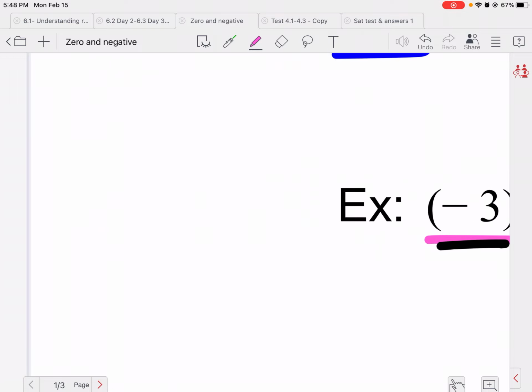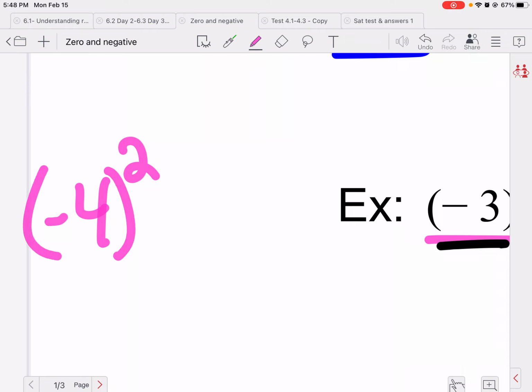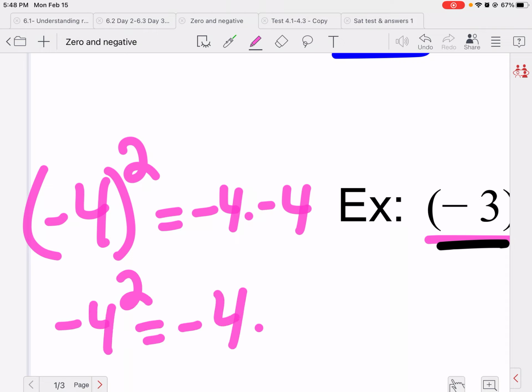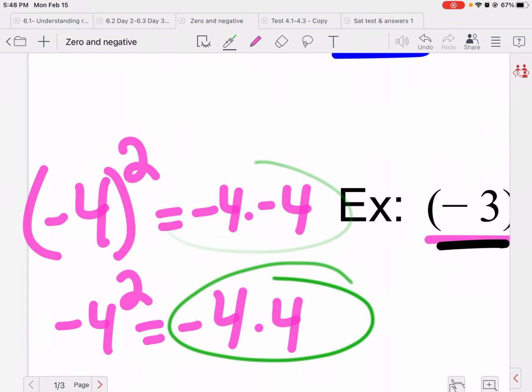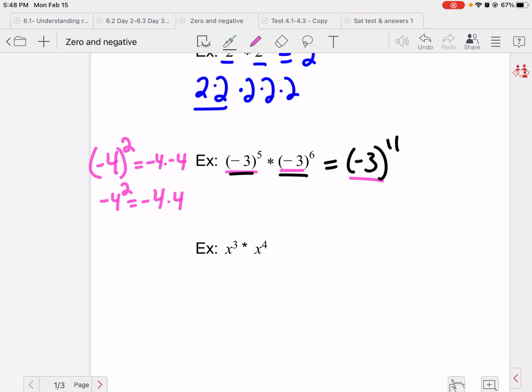Because remember, negative 4 squared, in parentheses, is negative 4 times negative 4. But negative 4 squared without parentheses is negative of 4 times 4. Okay, so those are not the same thing. This would be positive 16, this would be negative 16. So if it starts with a parenthesis, make sure your answer ends with a parenthesis. Go ahead, why don't you try this one and see what you get.